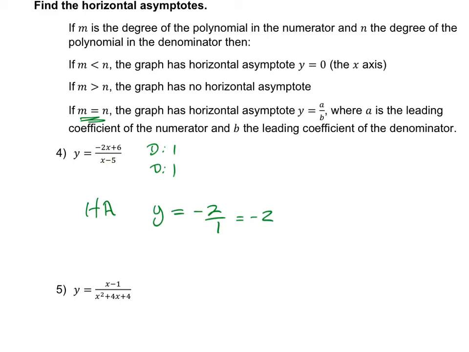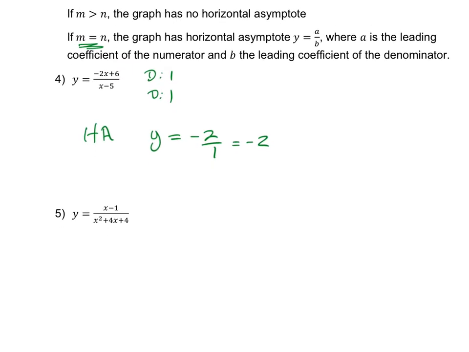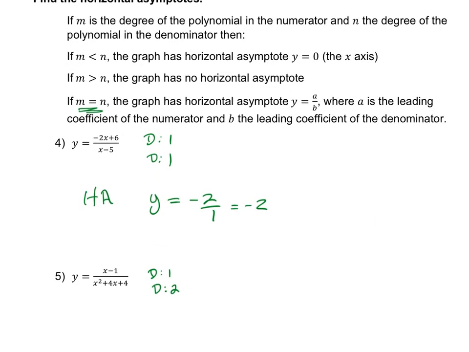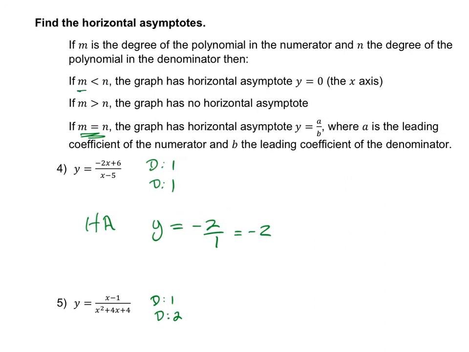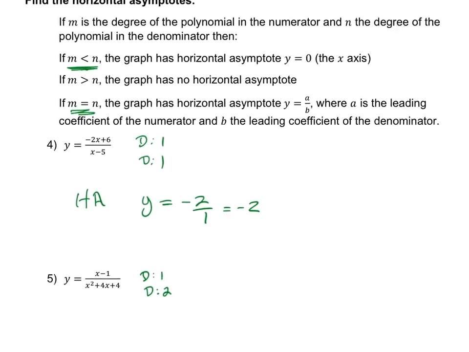Right? Now, for my second exercise, I'm going to check the same. So the degree is 1 on the numerator, and the degree of the denominator is 2. So that means that the degree of the denominator is greater than the degree of the numerator.